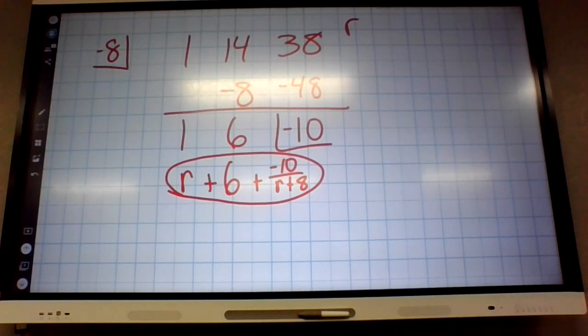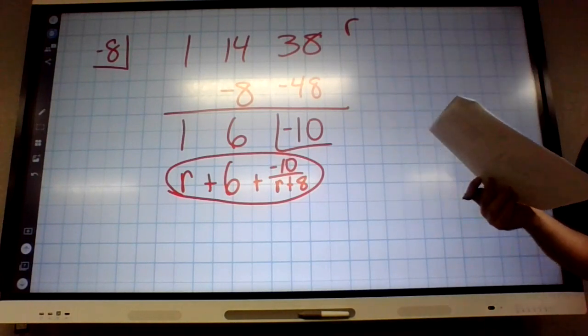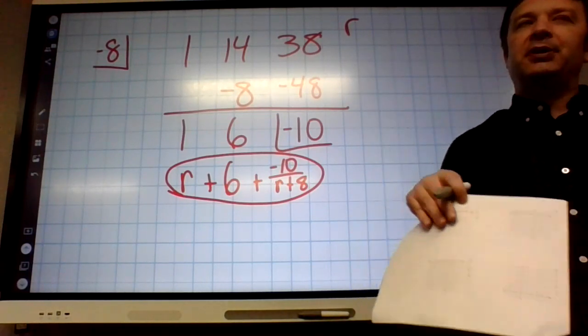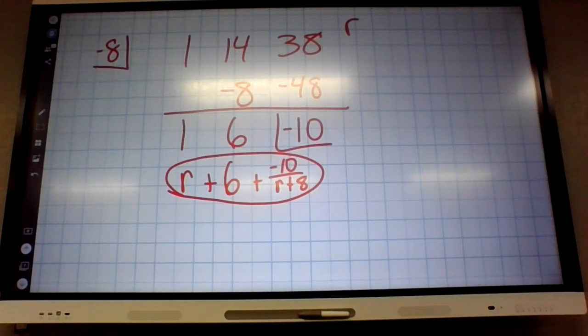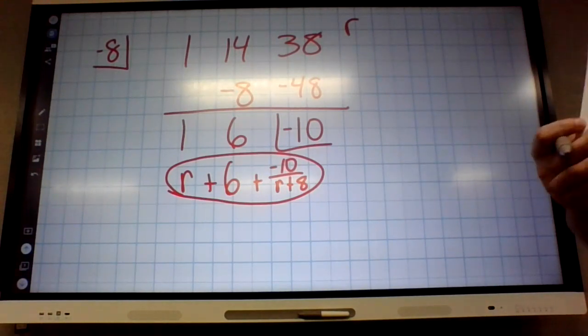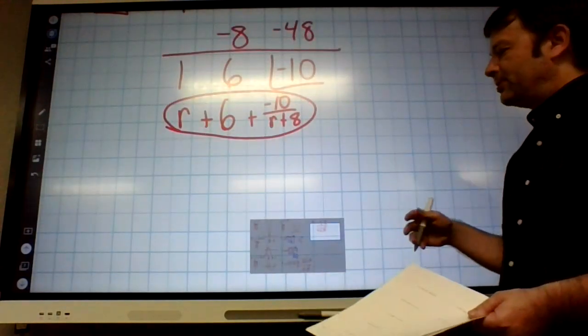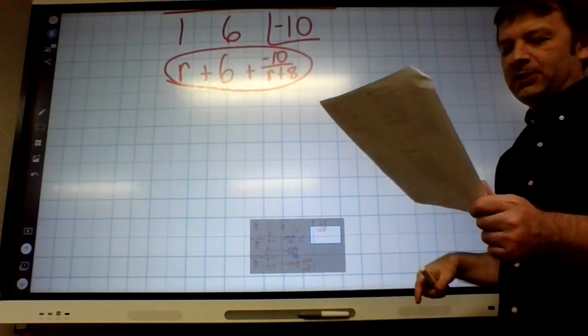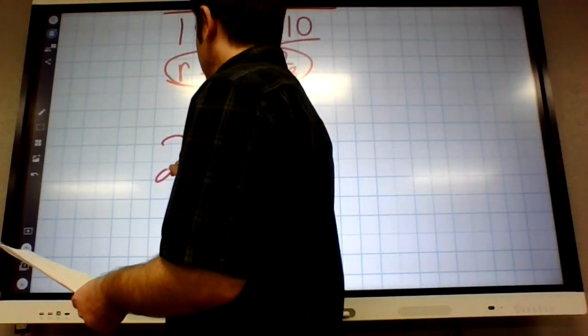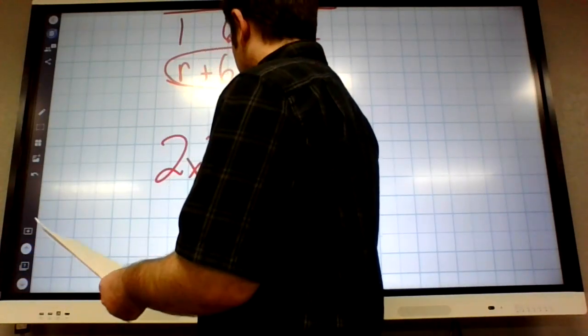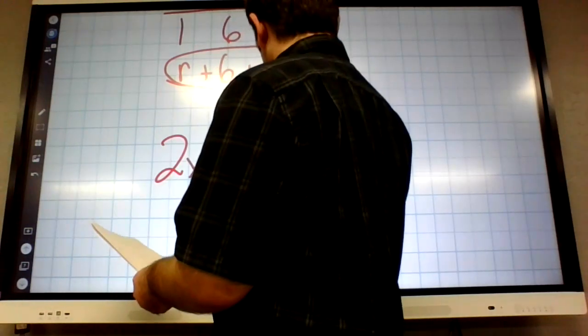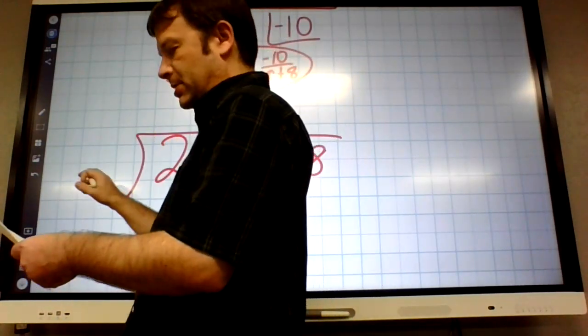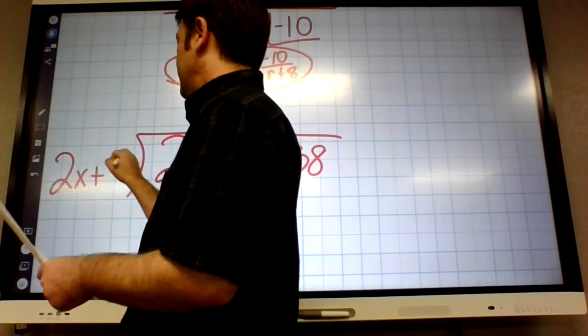Okay, number 9, synthetic division, and 10. Synthetic division doesn't work that well. Can you guys tell why? Because you're dividing by 2x plus 3. You can't just plug in like -3 or -3 halves. It just doesn't quite work. There is some way to do it, but it's probably easier to use long division. So I'm just going to do long division, dividing by 2x plus 3.